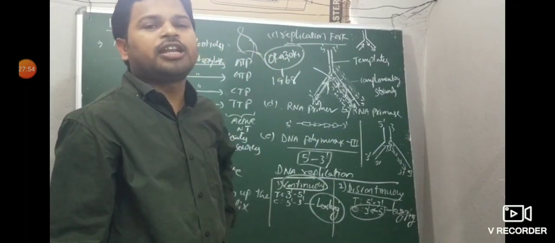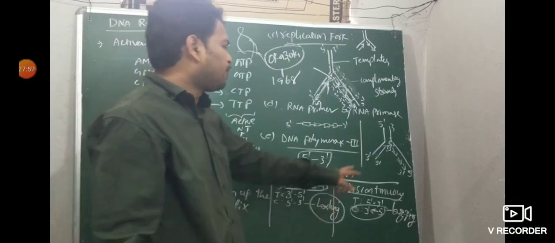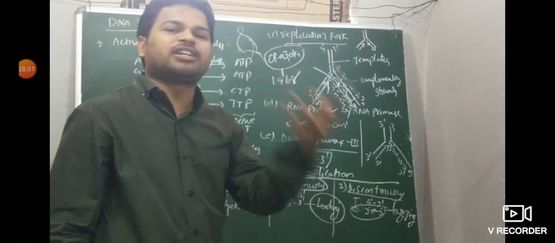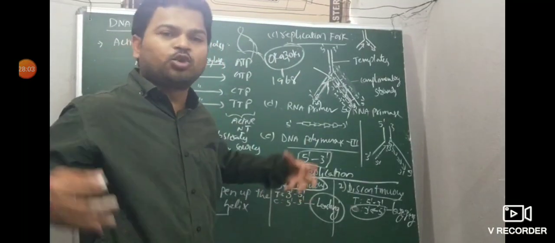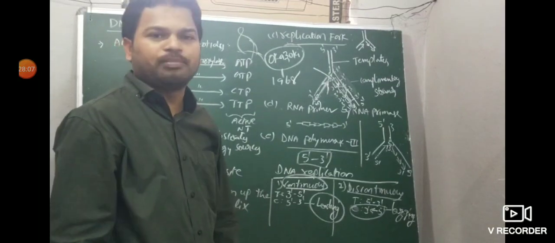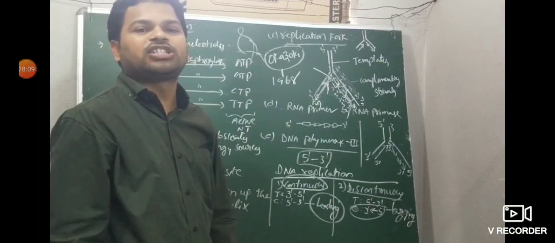After this, DNA polymerase 1 enzyme removes the primers and replaces them with DNA nucleotides. Then the DNA nucleotides are joined by the ligase enzyme. That's very important in DNA replication.